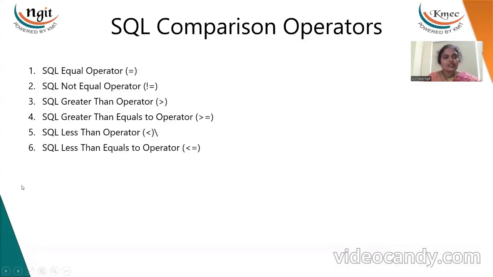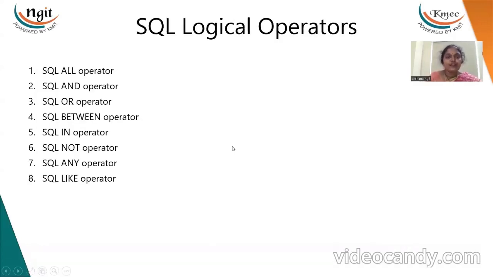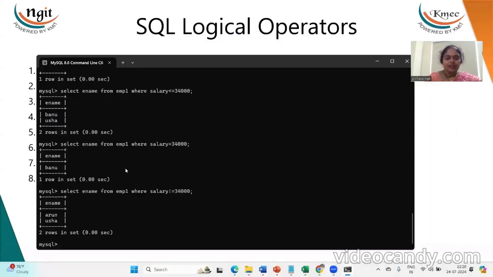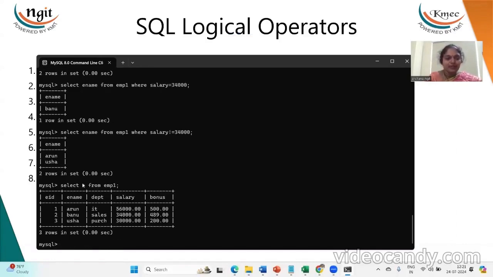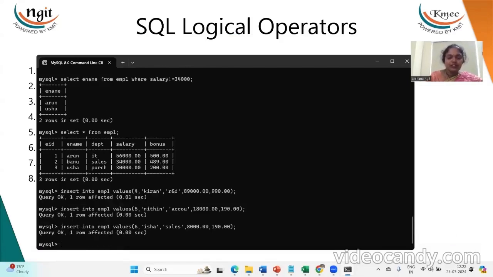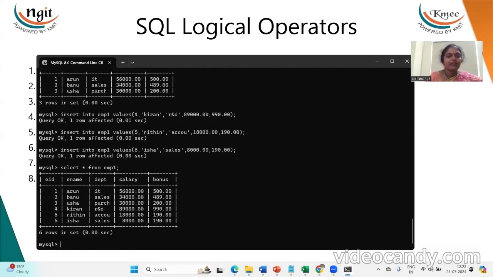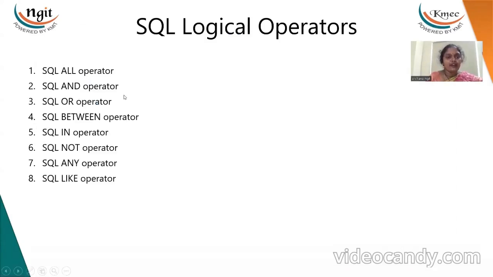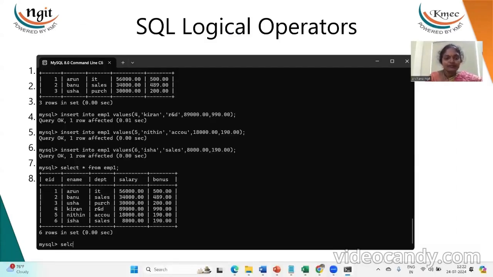So this is about comparison operators. Moving on to the next one, the third type of SQL operators, logical operators. Here we start with the AND operator first. Now let us display the content of EMP1. Right, we have 3 records. Let us add a few more records. Okay, it's fine. Let us write a query to retrieve all the records from EMP1. These are the records that we have. Now let us apply the logical AND operator.